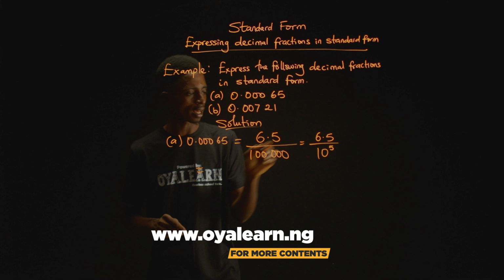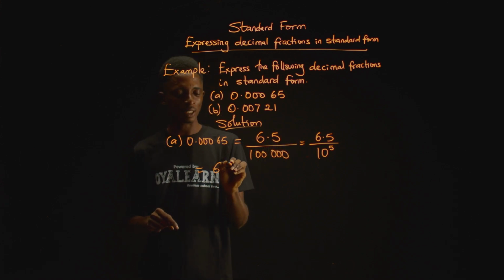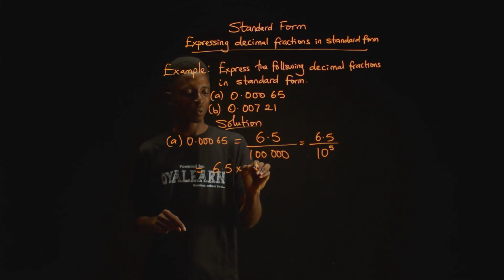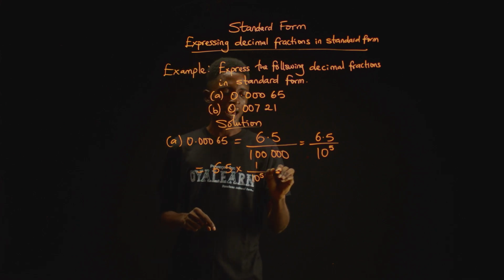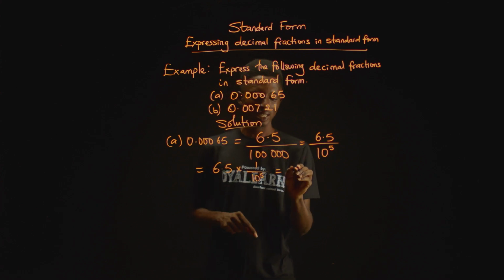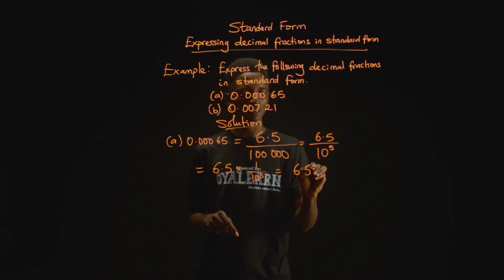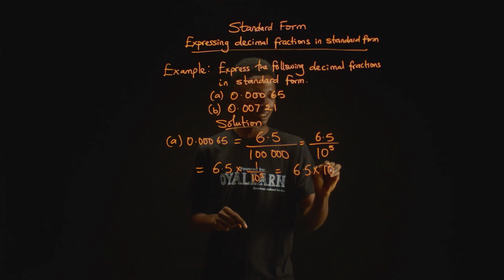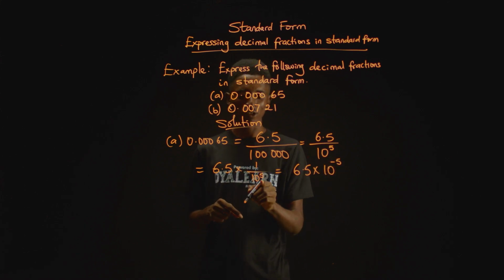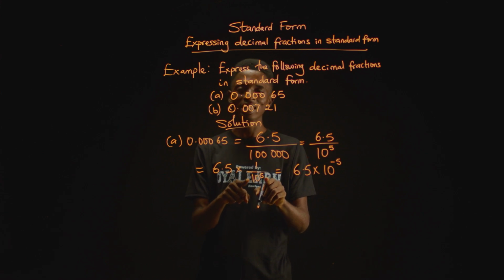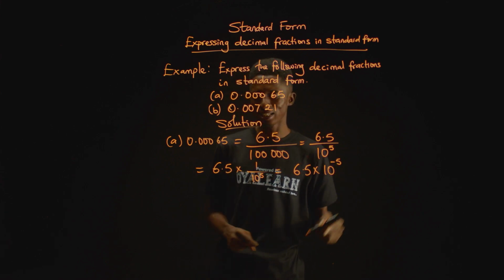Now if we take this further, that is, we have 6.5 multiplied by 1 over 10 raised to the power of 5. And when we follow the law of indices, it would mean that we have 6.5 multiplied by 10 raised to the power of minus 5. That way, we have changed this positive index to negative index.